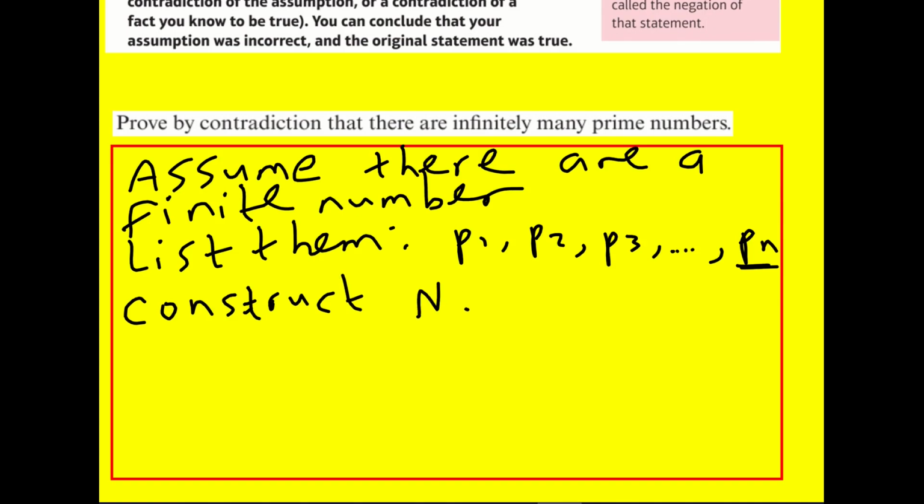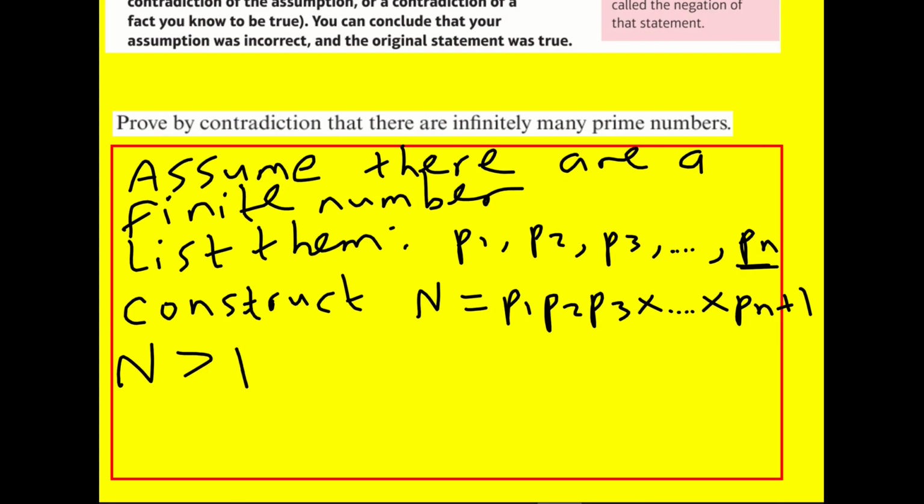Okay, then we're going to construct a new number based on this. Construct n equal to P1 multiplied by P2 multiplied by P3 and all the other prime numbers up to Pn. So every single prime number divides into this number we've created. Okay, it's definitely more than the biggest prime number. But we are not quite finished. What we're going to do now is we're going to add 1 to it.